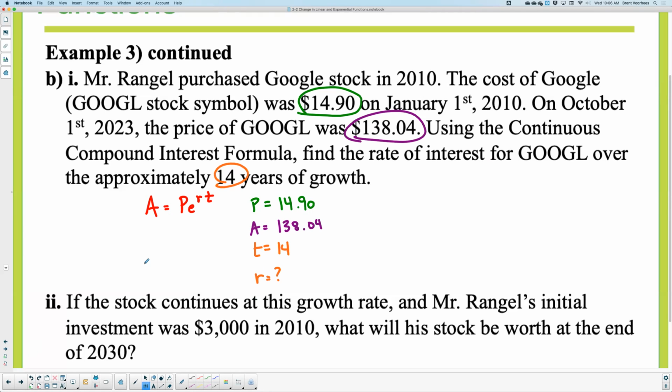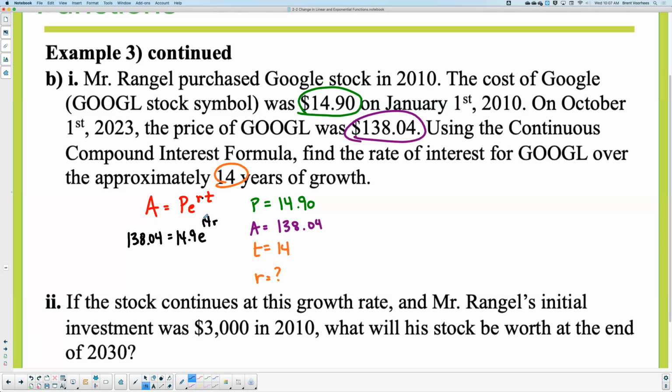Now, I haven't taught you how to algebraically solve this yet. So for today, we're going to use a calculator trick, but I will show you in the coming days how to solve this. So what is our A when I plug in all this? 138.04. And that's going to equal 14.90 times E. I'm going to just type it in as 14.9 into the calculator. We don't know R, but what is T? 14. Okay, now be smart here. It's R times 14. What's an easier way to type in that calculator? 14R.